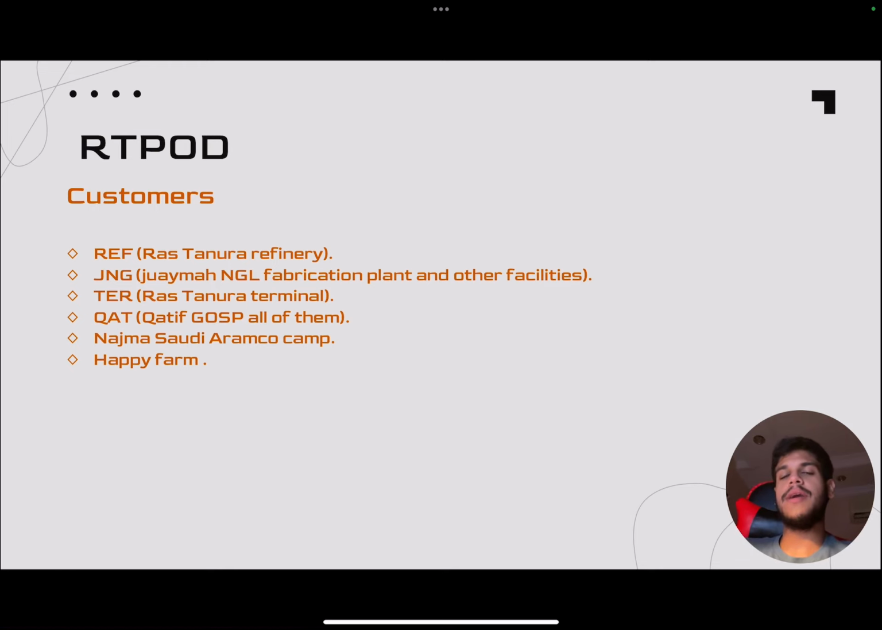And we have six main customers for the RTBOD. So, as I always say, under command of RTBOD. What are the places under command of RTBOD? First of all, Ras Tanura Refinery. We have the JM and GL fabrication plant and all the other facilities. We have the Ras Tanura terminal, which is like a station for the offshore ships to travel the oil. We have the Qatif Gas, all of them 1, 2, 3, 4, 5. We have the Najm Saudi Aramco Cap, and we have the Happy Farm.